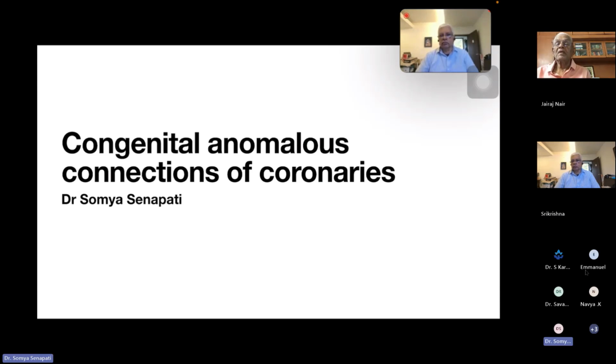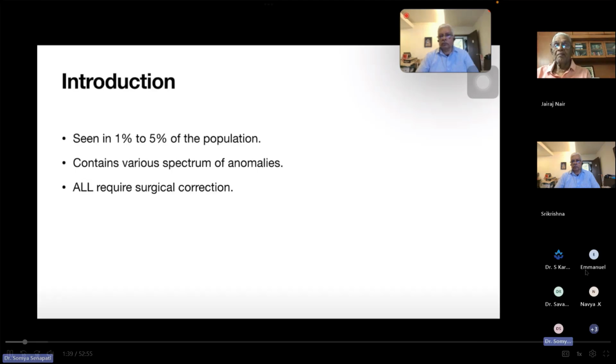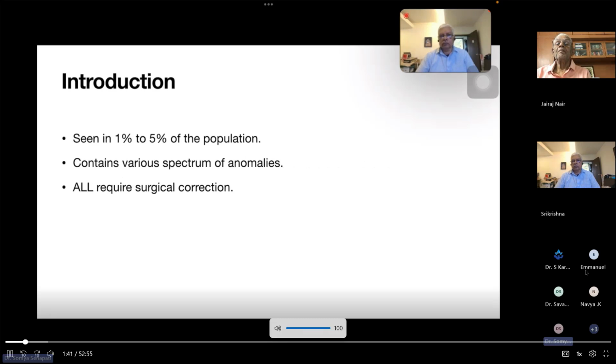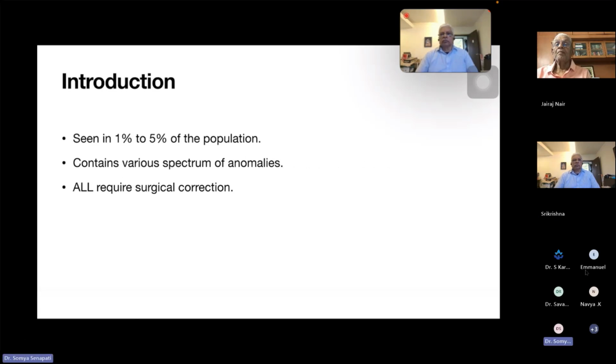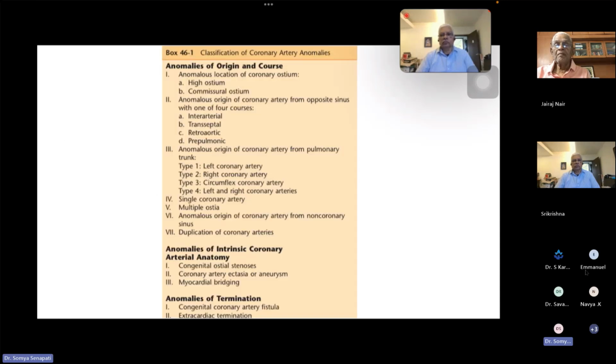Good morning, everyone. Today I'll be presenting regarding congenital anomalous connections of coronaries. Mostly we'll focus on the connection on the pulmonary artery and anomalous connection on the aorta. So it's seen mostly in 1 to 5% of the total population, and it contains various spectrum of anomalies which require surgical correction for all.